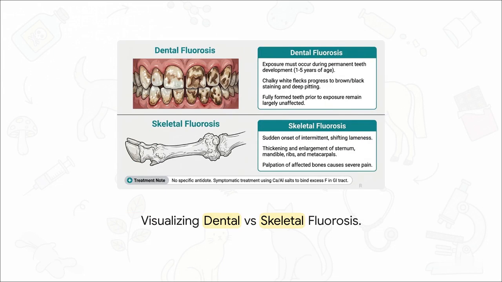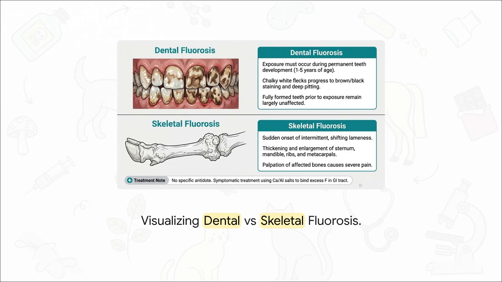So what does all that accumulation actually look like clinically? Well, the timing of exposure is literally everything, and that really illustrates the difference between dental and skeletal fluorosis. Dental fluorosis requires exposure specifically during permanent teeth development, which is between 1 and 5 years of age. You're going to see these chalky white flecks that eventually progress to brown or black staining and really deep pitting. If the teeth were already fully formed before the exposure happened, they mostly stay unaffected.